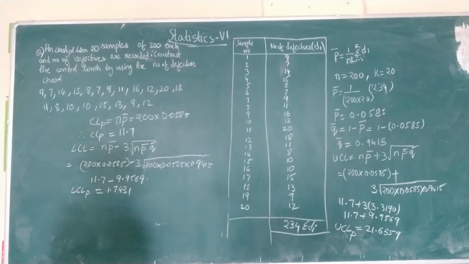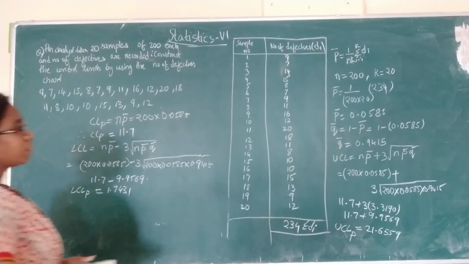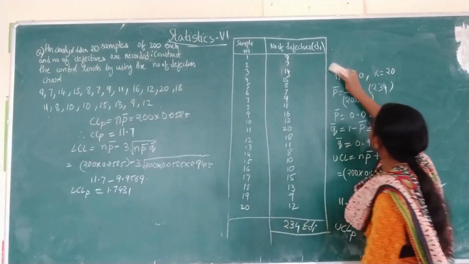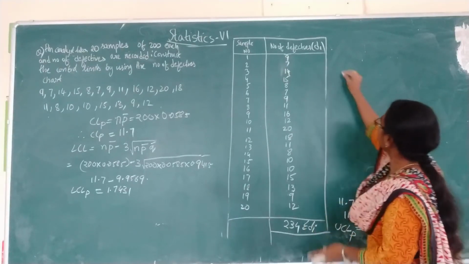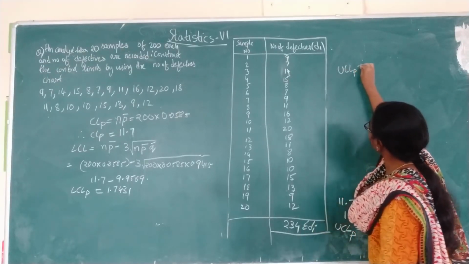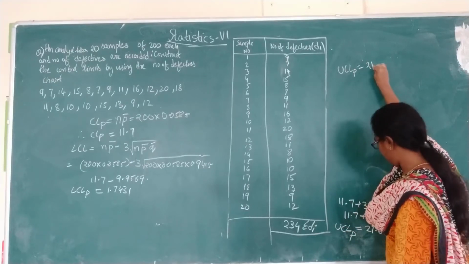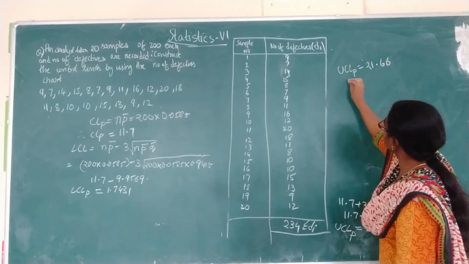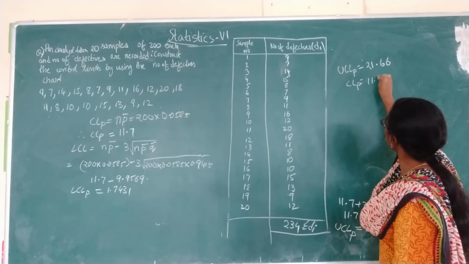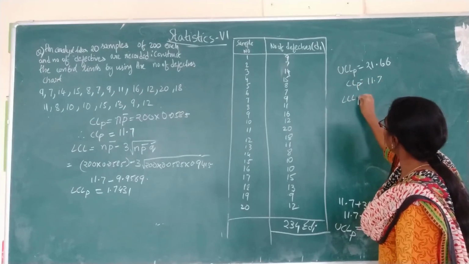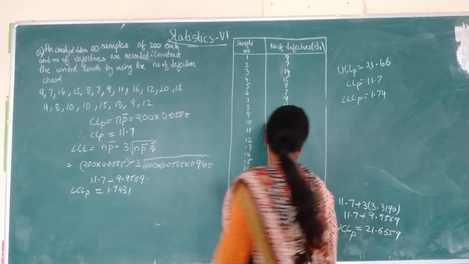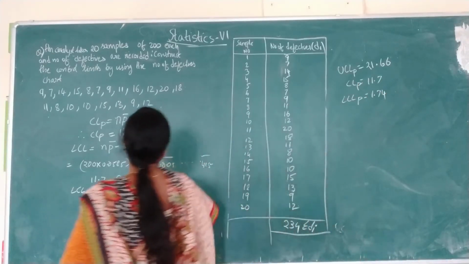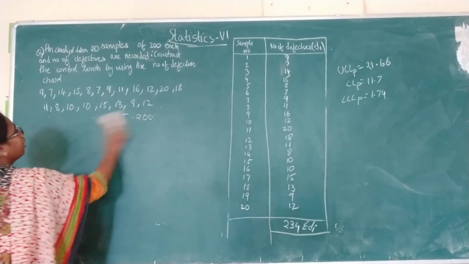Next we have to draw the graph for it. So write down the UCL, CL values once. UCL of P chart is 21.66. CL of P chart is 11.7. LCL of P chart is 1.74. Now we'll draw the control chart for the NP chart.